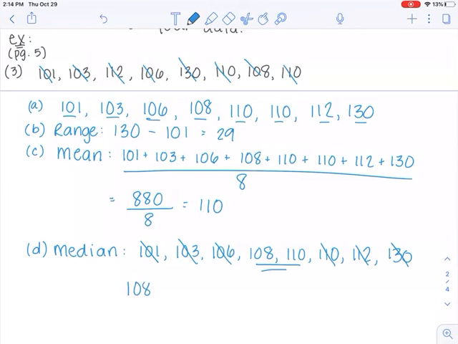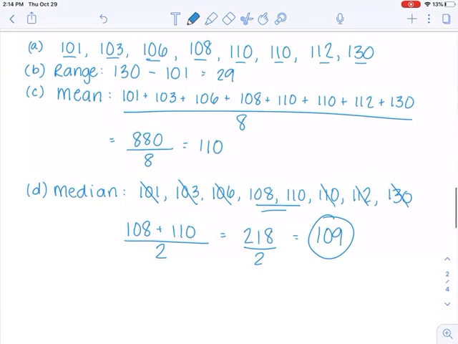So now we're going to do 108 plus 110 and divide that by how many numbers we have, which is 2. So 108 plus 110 is equal to 218. And if you divide that by 2, you get 109. So 109 is the number in the middle. It's the median.